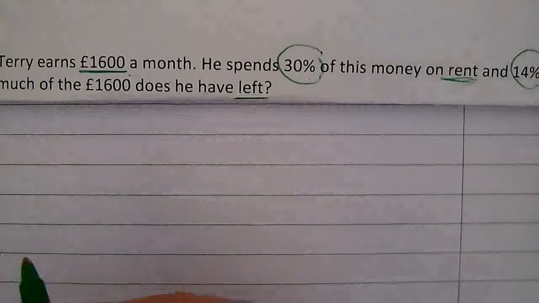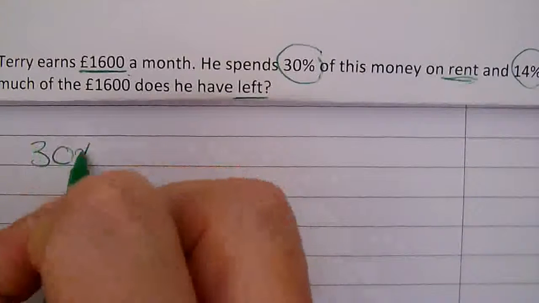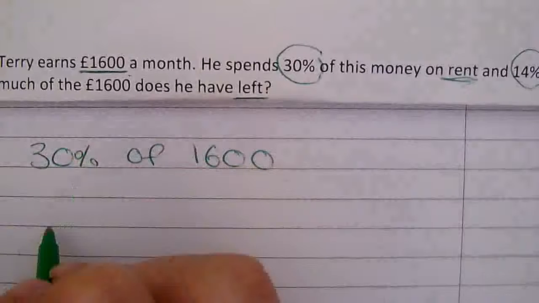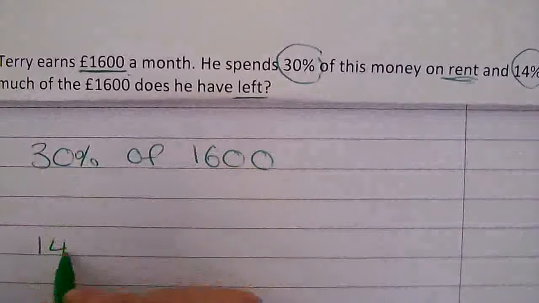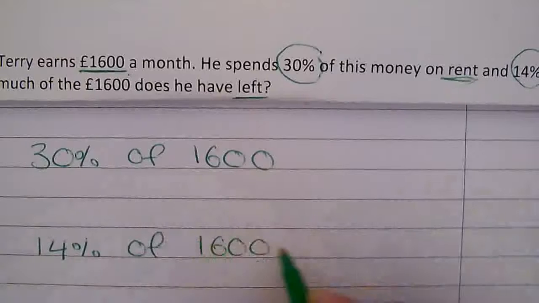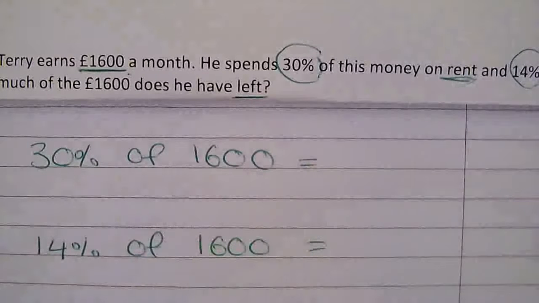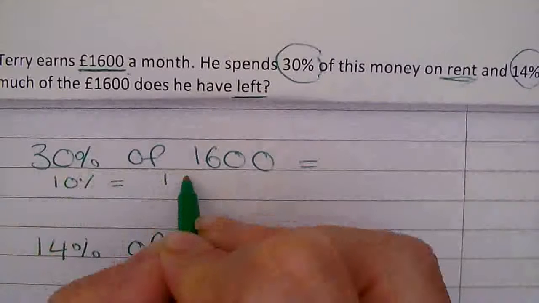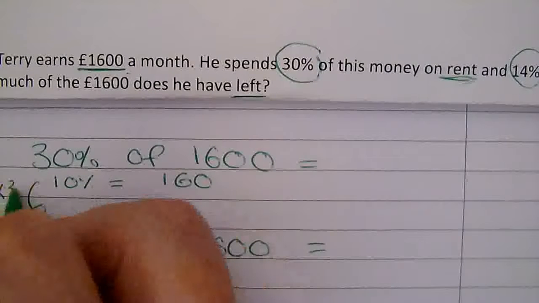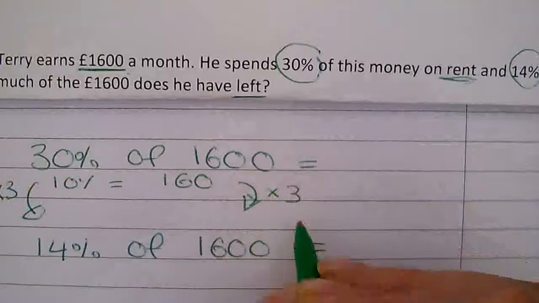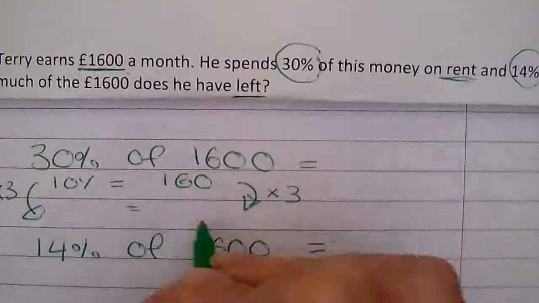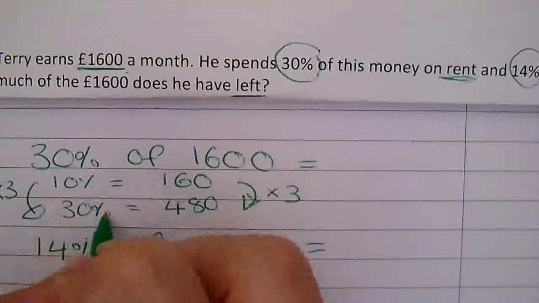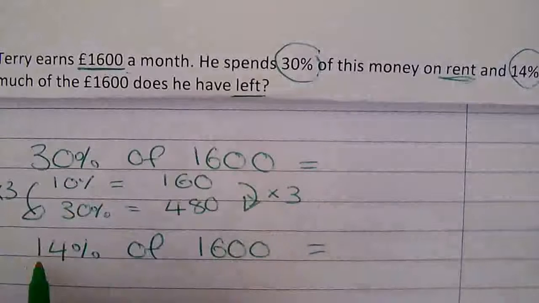Option number 2 would be to work out the 30% of his wages first and then work out the 14% separately. So if you did that, you'd still follow a similar process. 10% is still going to be 160, but then you'd be timesing by 3 this time, and that'll get you to 480 for 30%. Obviously you could do your grid method on it.